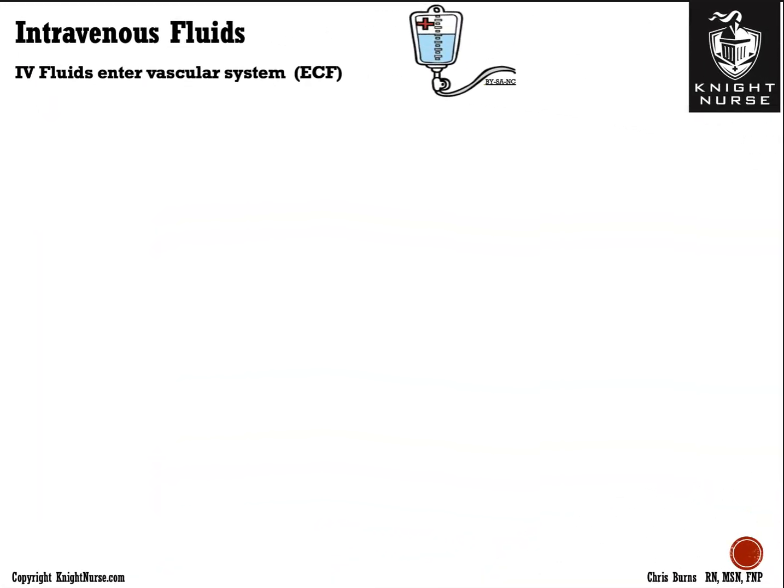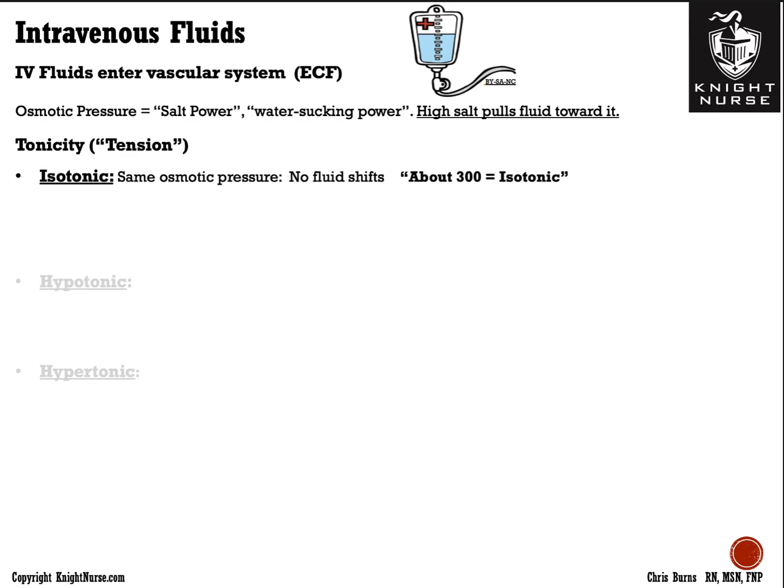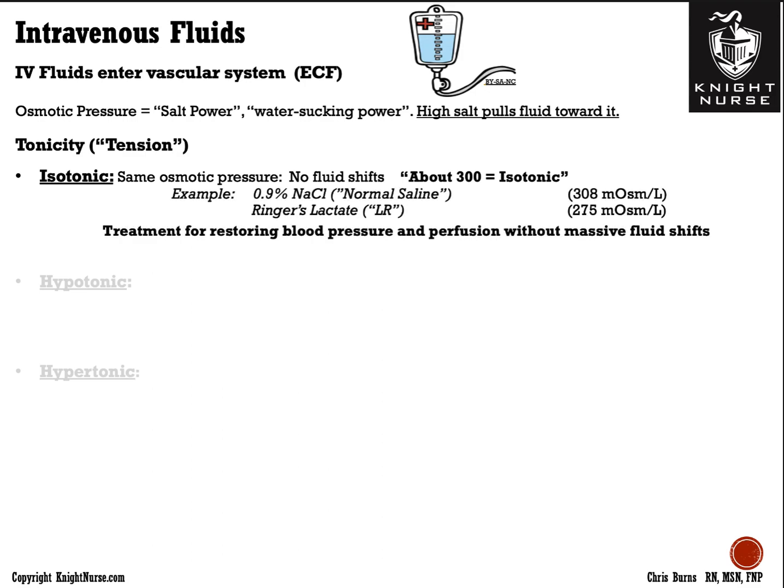Now, what do we do? We can replace it with IV fluids, right? And IV fluids are typically thought of in their form of osmotic pressure or salt-sucking pressure. That's what tonicity is. They're either isotonic, hypotonic, or hypertonic. Now, isotonic fluids have the same osmotic pressure as your normal vascular compartment. So there's no fluid shift here. The tonicity is about 300 on the bag, and so the purpose of this is to treat and restore blood pressure and perfusion without any massive fluid shifts between the two compartments. Examples of this are normal saline and Ringer's lactate.